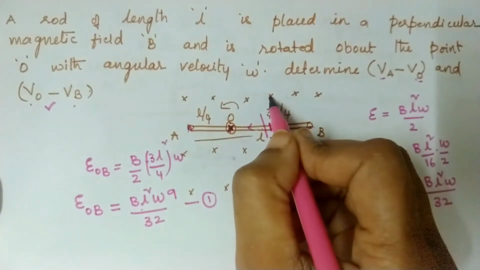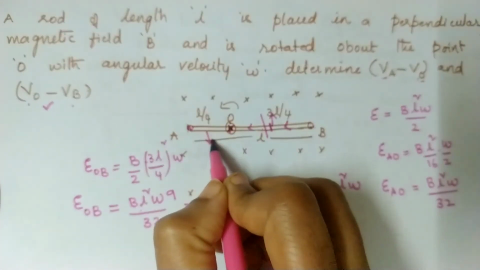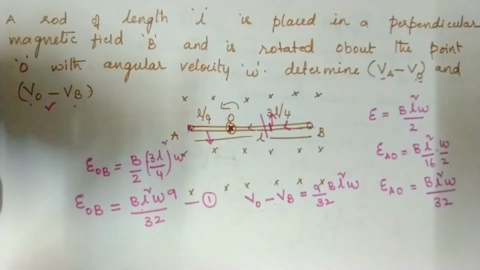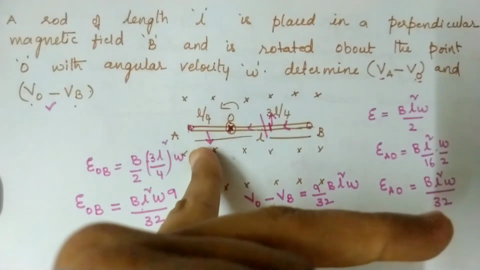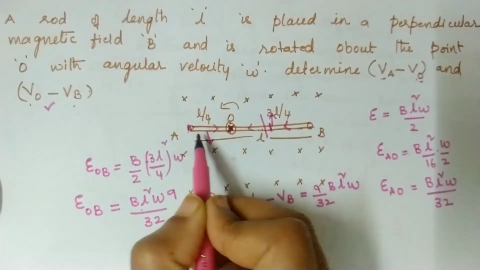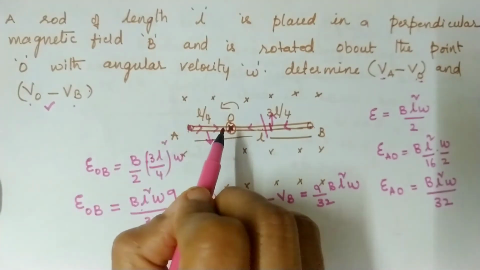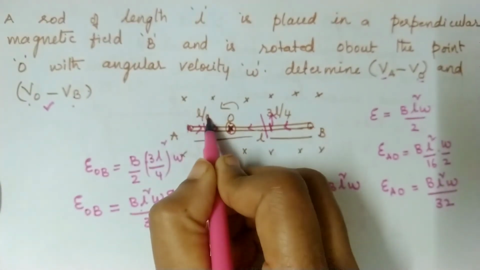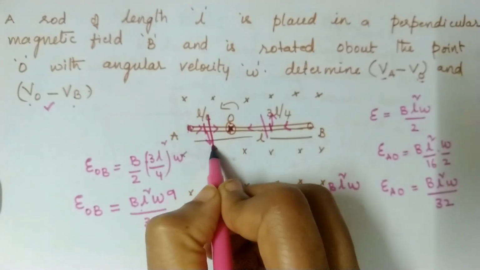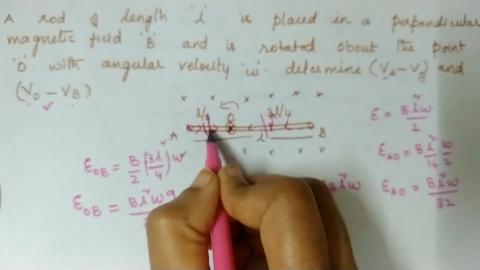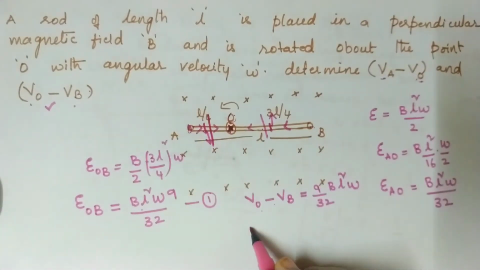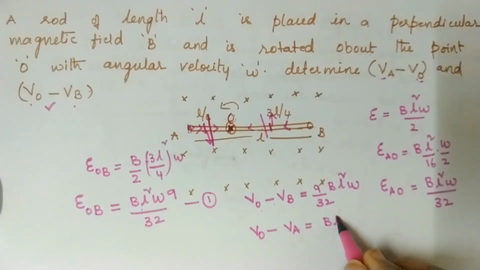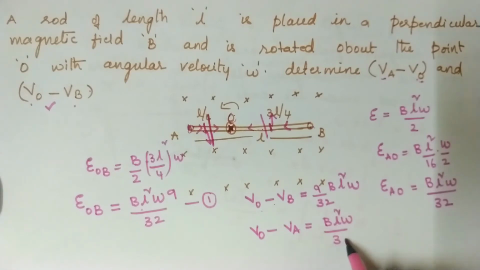See, when you are moving this conductor upward, this rod is moving in the downward direction. Again, use Fleming's right hand rule. Field is inward, velocity is downward, current is directed towards the center. Middle finger is indicating the direction. Make a cut in the rod. Current always flows away from positive towards negative. Again, O is at the positive terminal, A is at the negative terminal. So O is at higher potential than A. So VO minus VA is positive, which is BL square omega by 32.